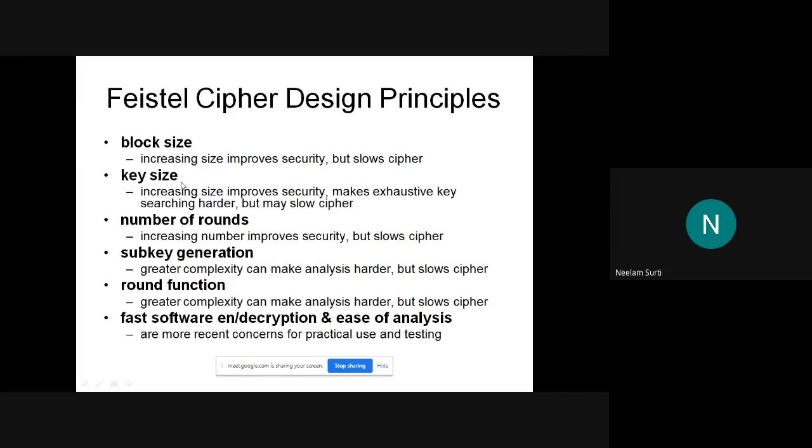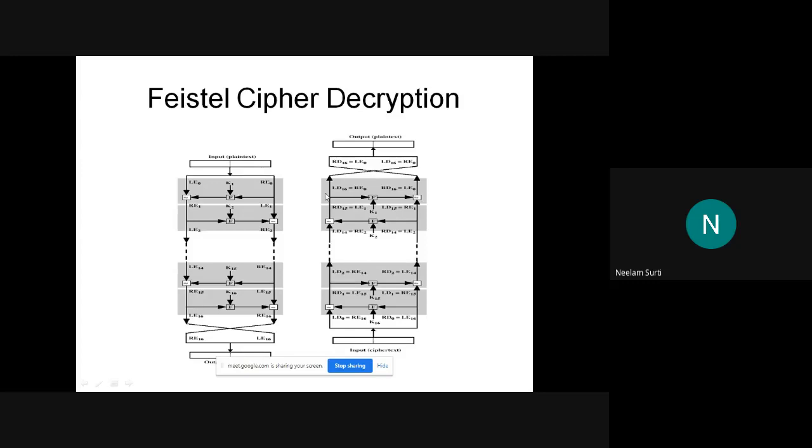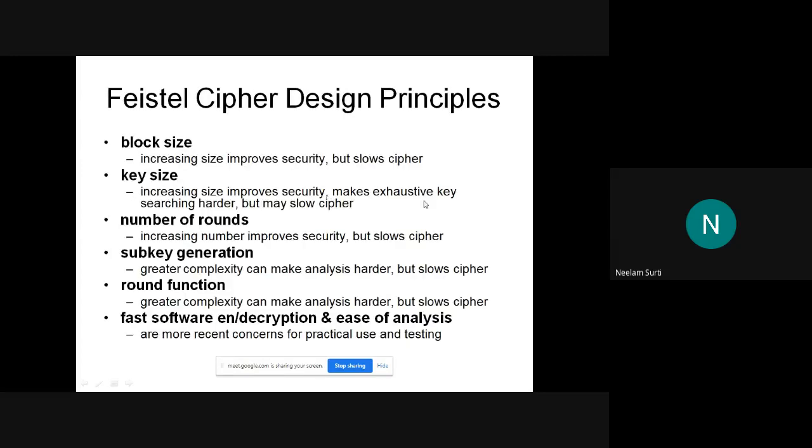Likewise, what should the key size be? Increasing the size of the key improves the security, as it makes exhaustive search harder. Exhaustive key search means what? Brute force attack. So if the key size is, just consider that the key size is 8.